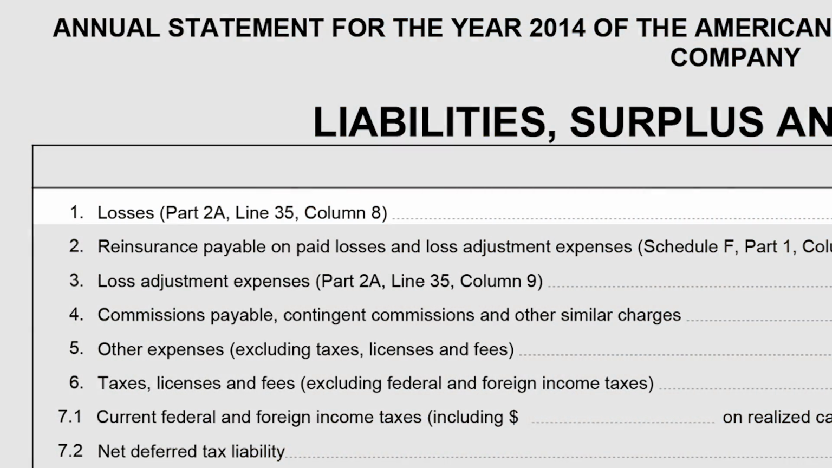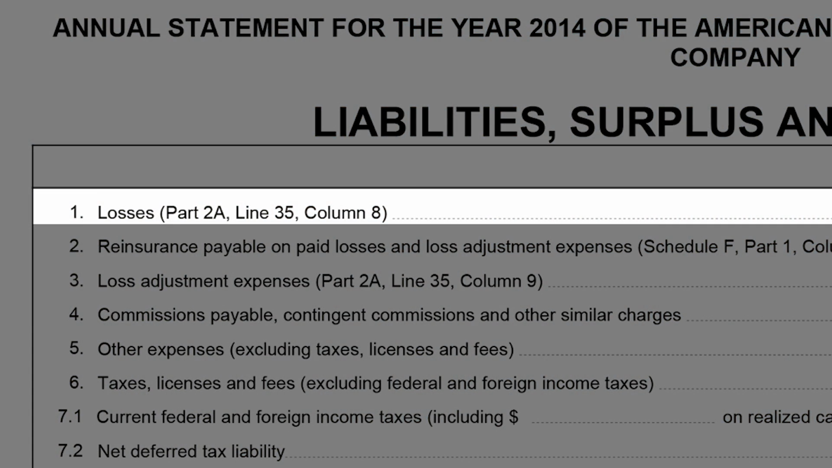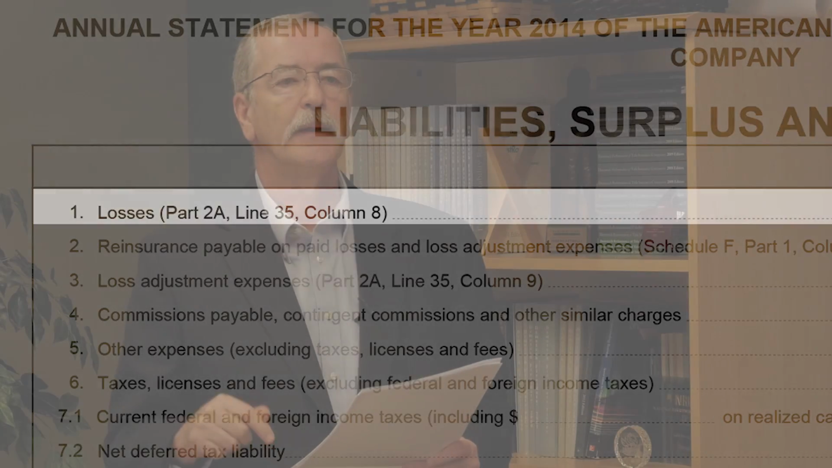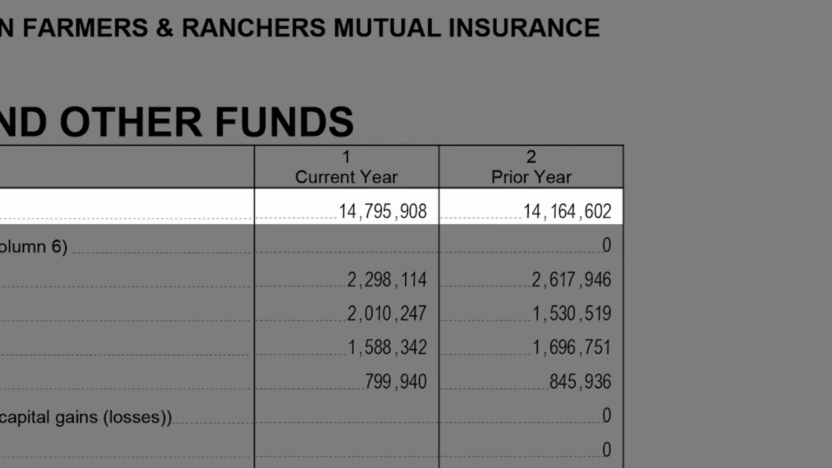Line 1, losses, that's simply the case reserves or each file that a company has known to them, and they set up a reserve to eventually pay a claim on that file. That's represented on line 1, as you can see. And column 1 is the current year, column 2 is the prior year loss reserve.